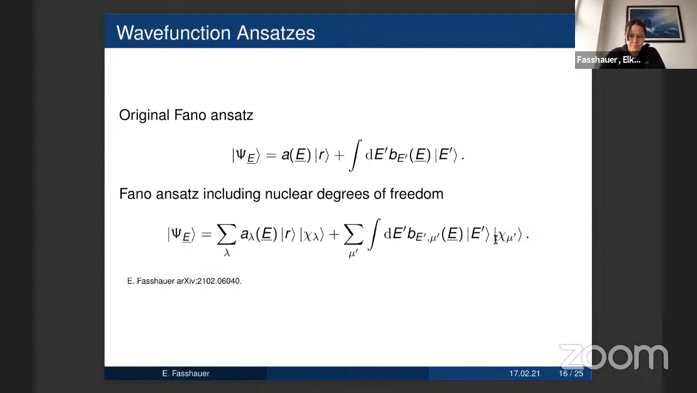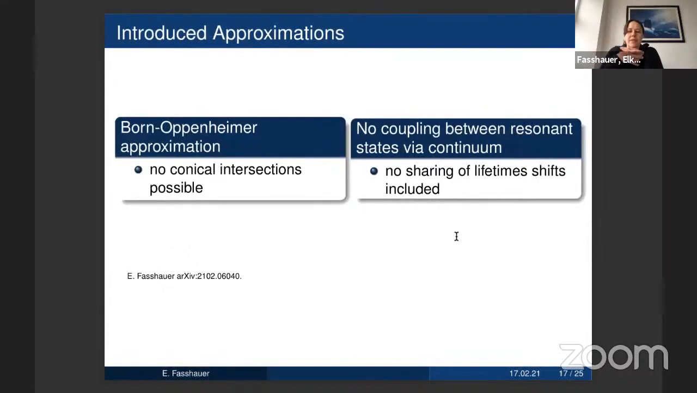In order to proceed with that, we need to determine these coefficients A, lambda and B. And if we do that, well, we figure out that this is not as easy as one would have wished for. So we make a couple of approximations. One is that we use the Born-Oppenheimer approximation. So we cannot describe conical intersections, as we just heard in the talk before. And for the moment, we are restricting ourselves to cases where the resonance states do not couple via the continuum.